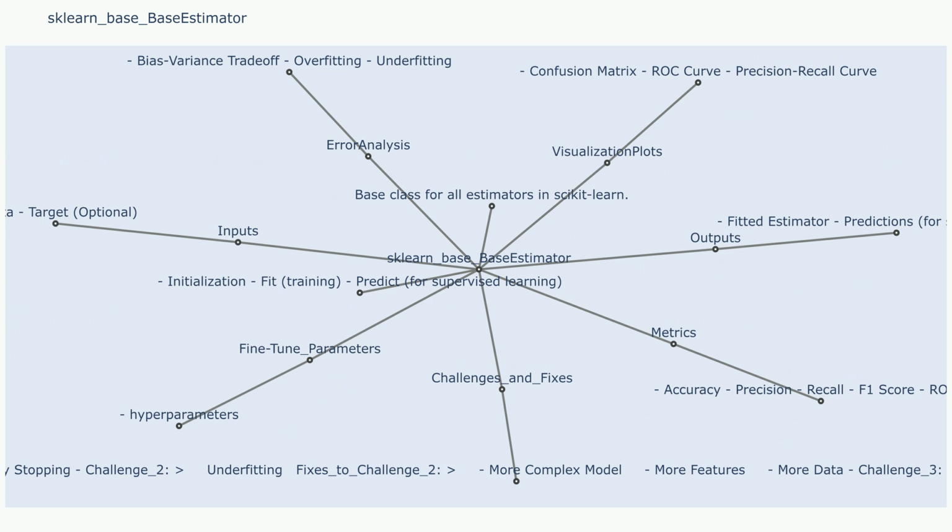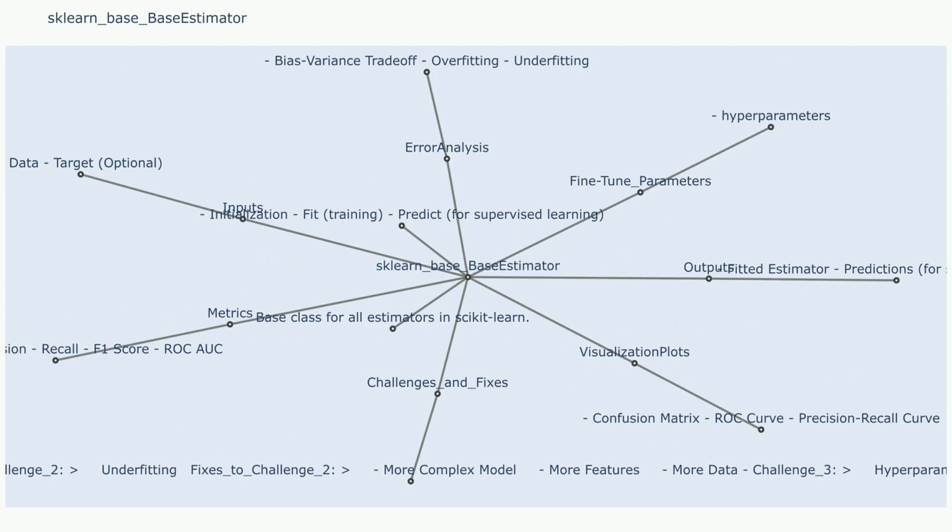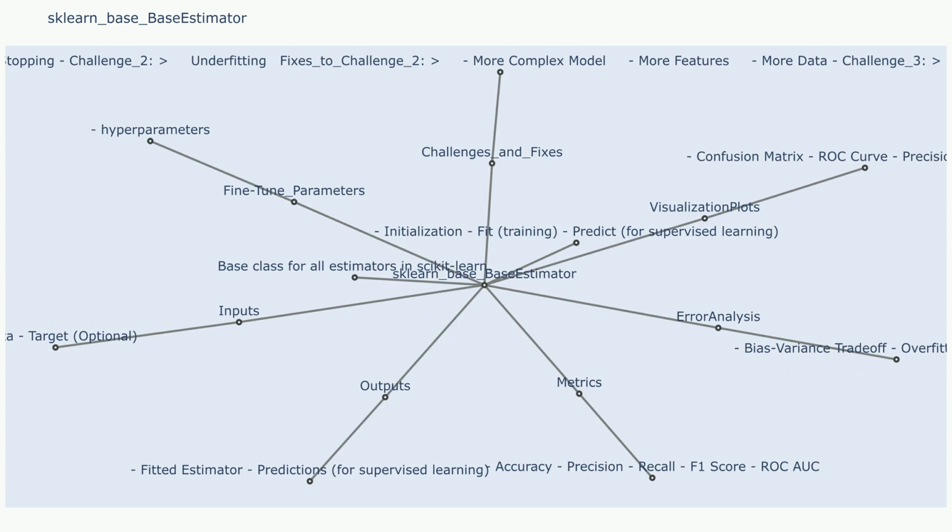Metrics: accuracy, a measure of the proportion of correctly classified instances in a classification task. Precision, the ability of the model to correctly identify positive instances. Recall, the ability of the model to correctly identify all positive instances. F1 score, the harmonic mean of precision and recall. Mean squared error, MSE, a measure of the average squared difference between the predicted and actual values in regression tasks. R squared, a statistical measure that indicates the proportion of the variance in the dependent variable that is explained by the independent variables.